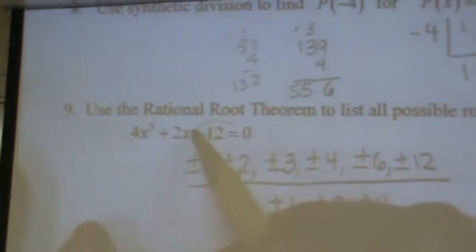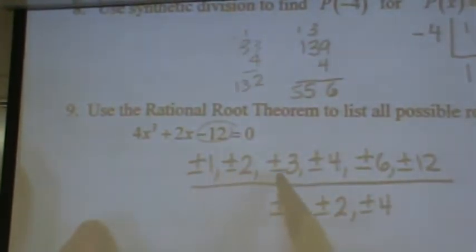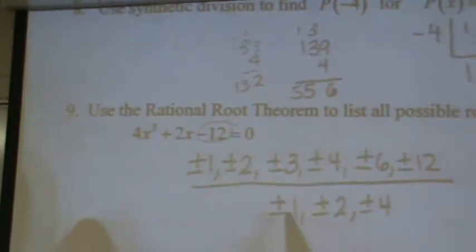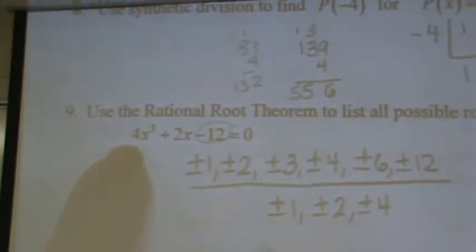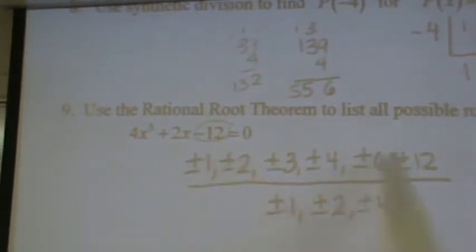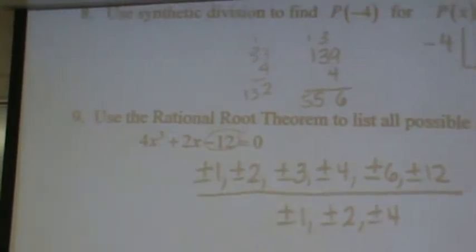Number 9, find all the possible zeros. You take factors of your constant, which are all the numbers that go into 12: 1, 2, 3, 4, 6, and 12, over factors of the leading coefficient: 1, 2, and 4. So making combinations, if I had to list all these, you'd have 1 over 1, 2 over 1, 3 over 1, 4 over 1, 6 over 1, 12 over 1. You keep doing that with all these. You're even going to have fractions like 3 halves, 2 fourths. Okay? Number 10.